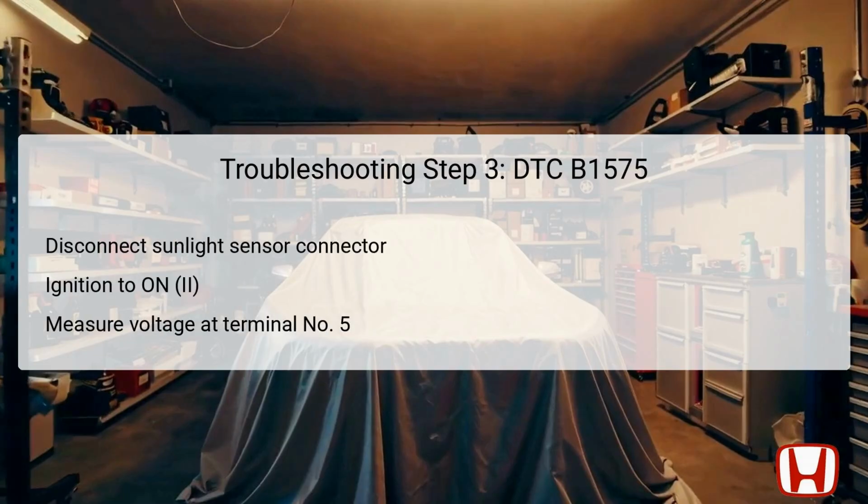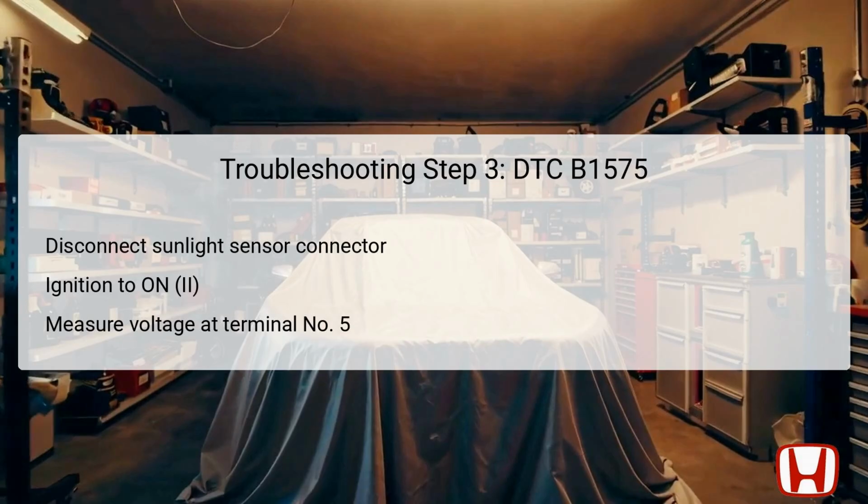The next step involves disconnecting the automatic lighting sunlight sensor 5P connector. Once it is safely detached, you should turn the ignition switch back to the on position. The voltage must then be measured between the body ground and terminal number 5 of the automatic lighting sunlight sensor 5P connector. A healthy system should show around 5 volts at this connection. If the voltage reading is at this correct level, it indicates that the sensor is faulty and would need replacing.